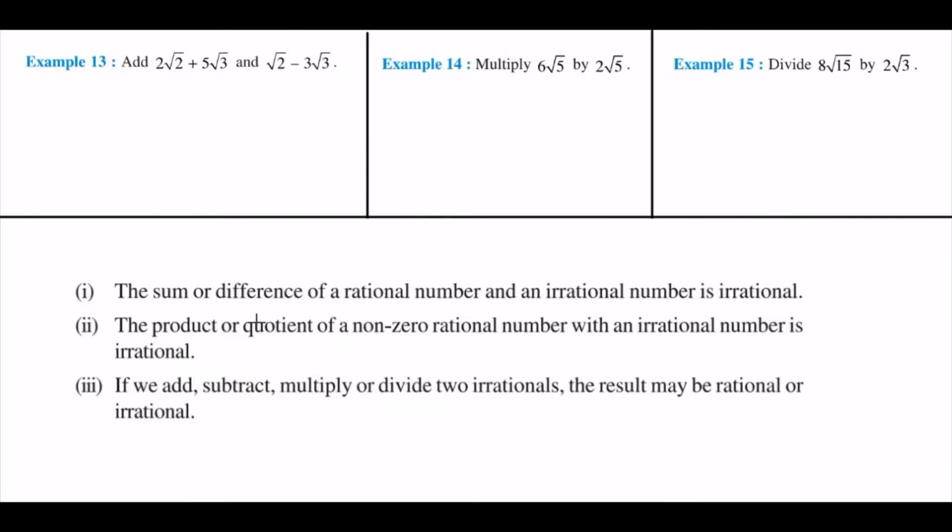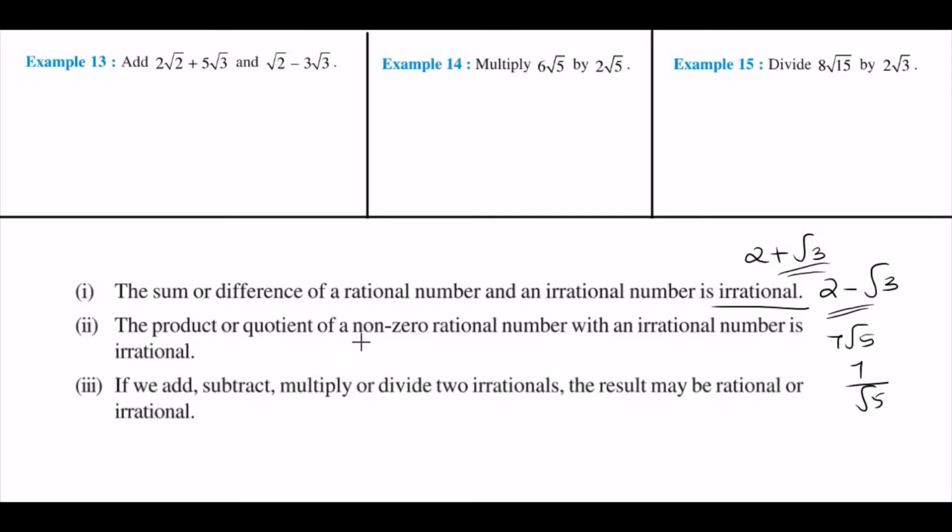From the previous examples, you can understand that the sum or difference of a rational number and an irrational number is always irrational. That is, when you do the sum or difference of a rational and irrational number, you will always get an irrational number. And the product or quotient of a non-zero rational number with an irrational number is irrational. That is, when you do the product of a rational and an irrational number or division of a rational and an irrational number, you will get an irrational number.